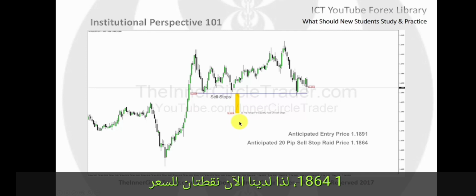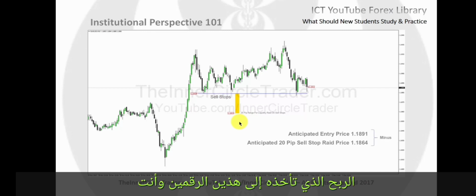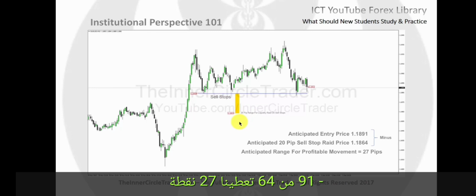So now we have two price points to determine whether there's enough of a range to make a profit. You take those two numbers and you subtract them. 91 from 64 gives us 27 pips. So we have an anticipated range for profitable movement of 27 pips. That is enough to take a scalp.